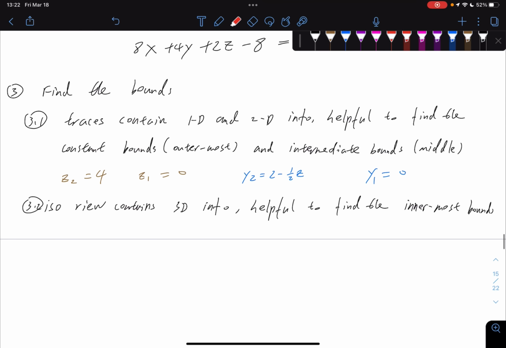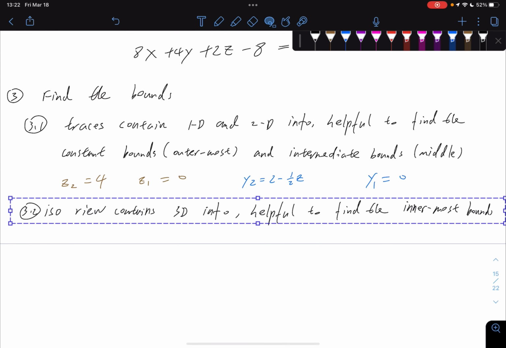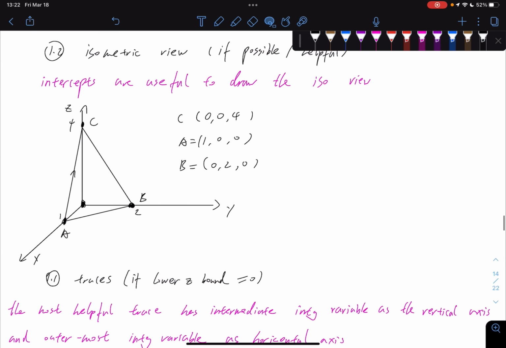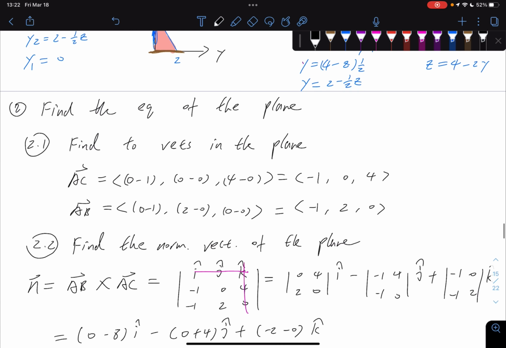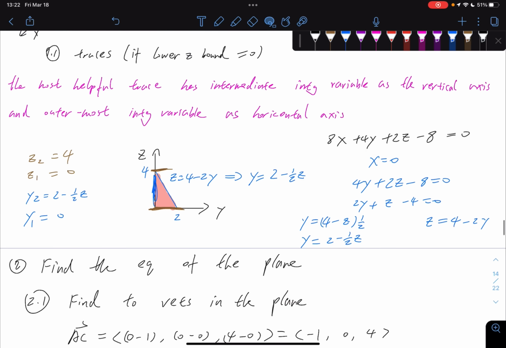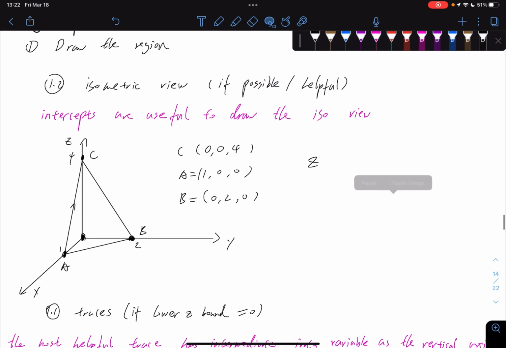We are going to use the isometric view, right? That's why you should construct isometric view whenever possible. And in this case, it's particularly helpful for us to find the innermost bound, which is the most complex bound. But it's not so complex if you have the iso view. So let's go back. All right, so now we know the equation of the plane is just x plus 4y plus 2z minus a equals 0, right? So we can paste that here.